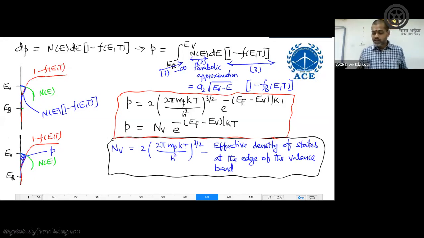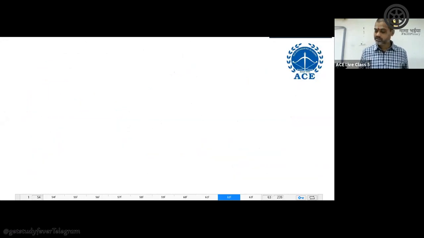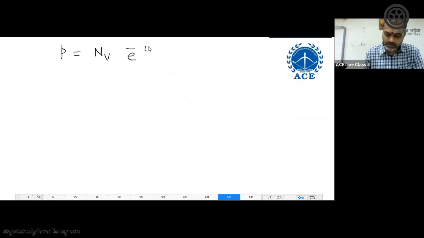Okay. Now again we'll try to understand this mathematical equation, whatever we have derived. Okay, physically what it is going to represent. Now let me write the equation first. What we got? P is equal to, we got it as NV e power minus (EF minus EV) divided by KT. Am I correct? This is what we got.